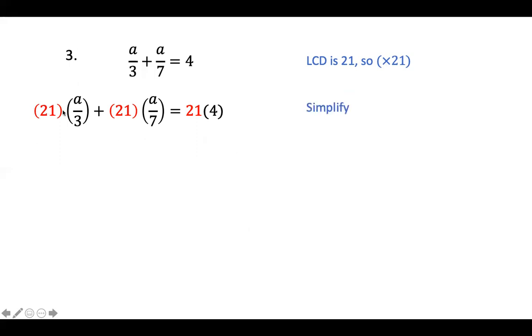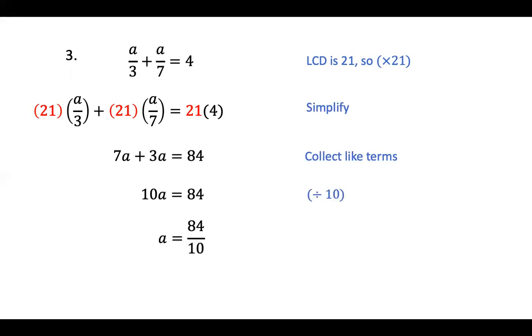So 21 divided by 3 would give us 7a's. 21 divided by 7 would give us 3a's. 21 times 4 gives us 84. So I can collect like terms on the left-hand side to get 10a. And now just divide each side by 10 and get it into lowest terms. So you'll get 42 over 5, or 8.4.